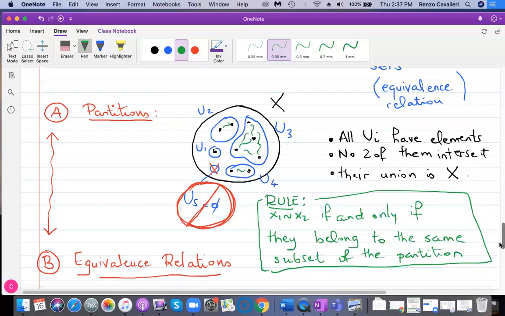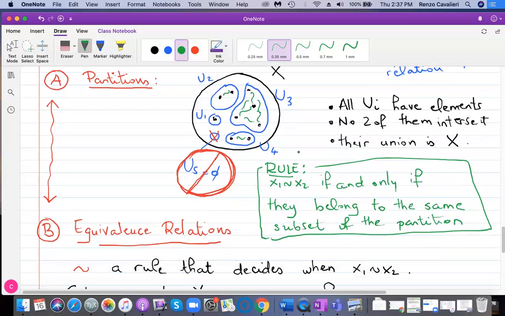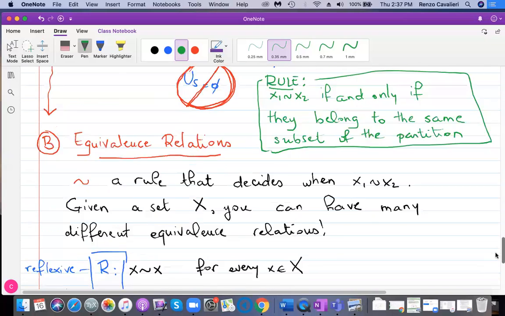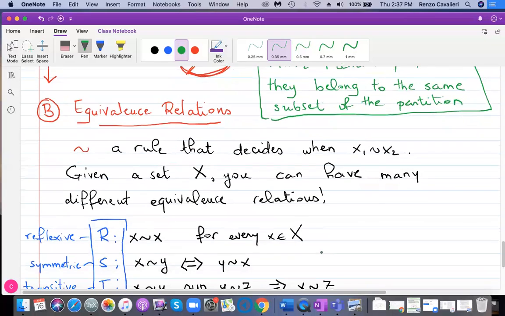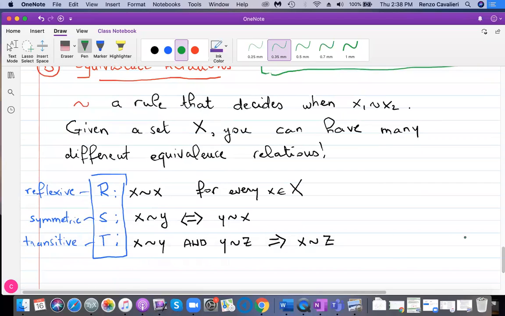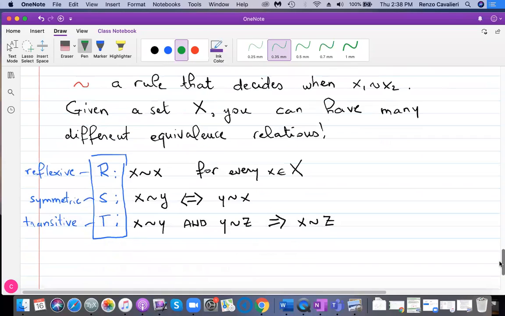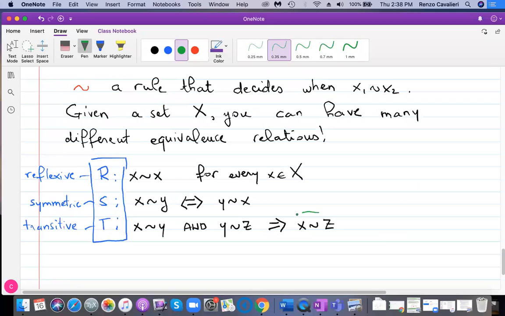And you can check that the three axioms are satisfied, because if you take this as the rule, then, well, every element is in the same subset as itself. If X is in the same subset as Y, then Y is in the same subset as X. And if X and Y are in the same subset and Y and Z are in the same subset, then X and Z are in the same subset. And for this to be true, it's important that the Ui's do not intersect.